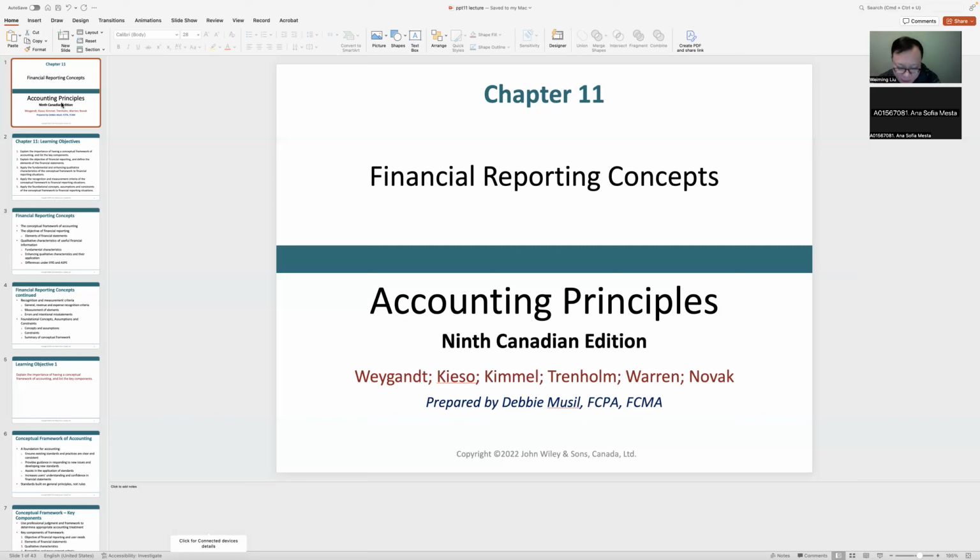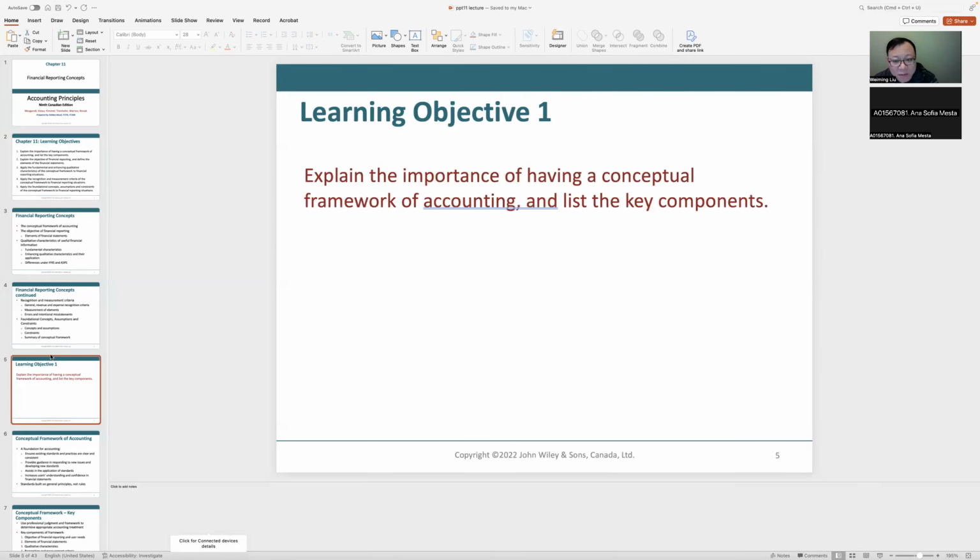So that's this chapter. It's quite conceptual. There are no numbers we need to work on. But we want to understand and appreciate those concepts at a higher level, and those concepts will affect how people make decisions and how we report the information. The first learning objective is to explain the importance of having a conceptual framework of accounting and list the key components of this framework.